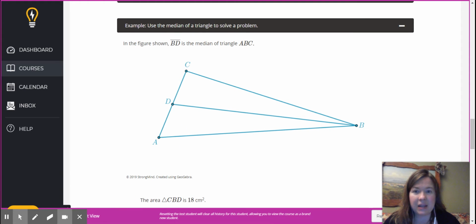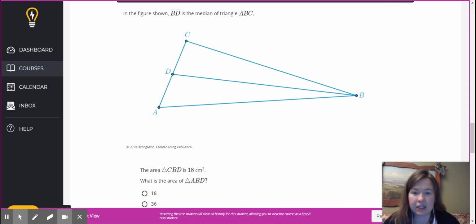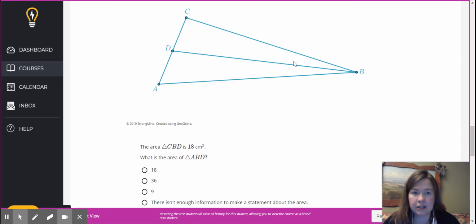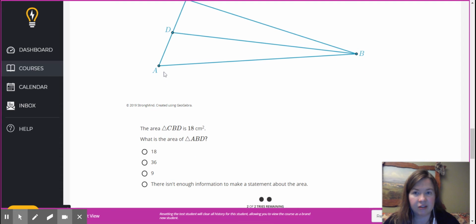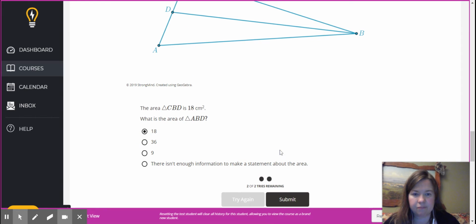In this figure shown, BD is the median of triangle ABC. If the area of CBD is 18, what's the area of ABD? It's going to be literally half. That median splits the thing in half. So the whole thing is going to be 36, right? Let's double check. ABD. Oh, no, it's half of it. So each half is the same. So there we go, and we got it right.